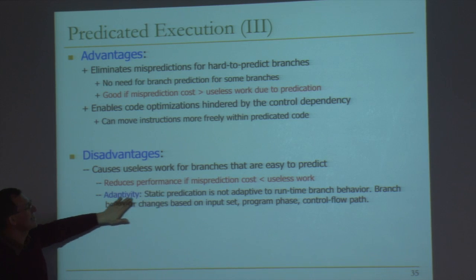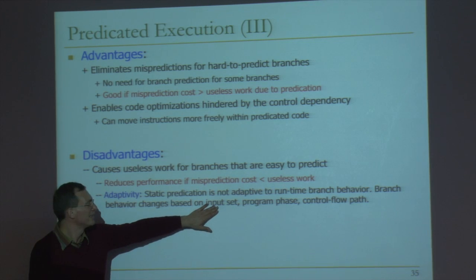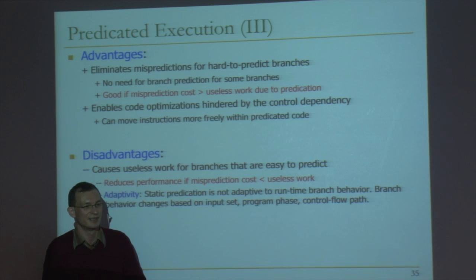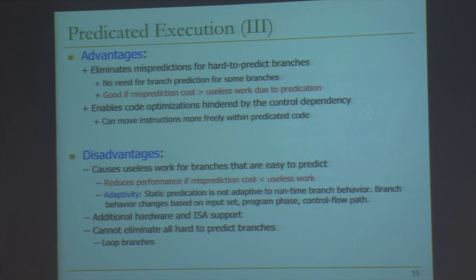completely eliminating a branch is not adaptive to runtime branch behavior. Right? People have found, and we've done research in this, we've found, and others have found that branch behavior changes based on many things: input set, program phase, which control flow path you're following. So you really would like to adapt. And if you eliminate the branch, you've given up your choice. And of course, you need additional hardware and ISA support, right? That's kind of obvious.